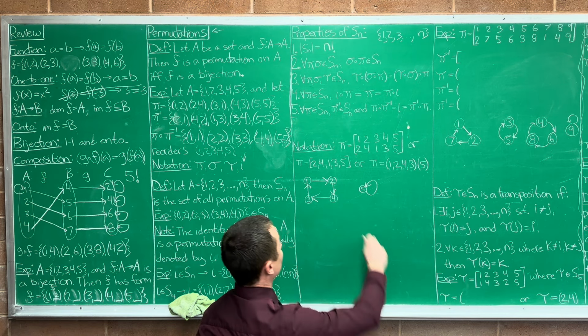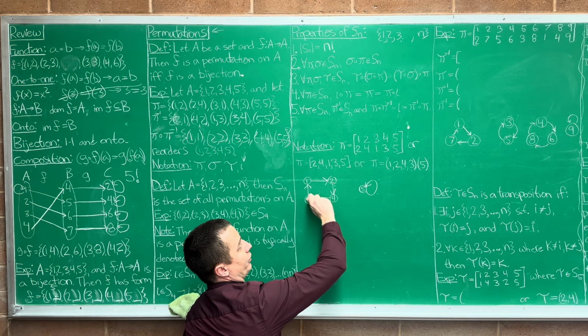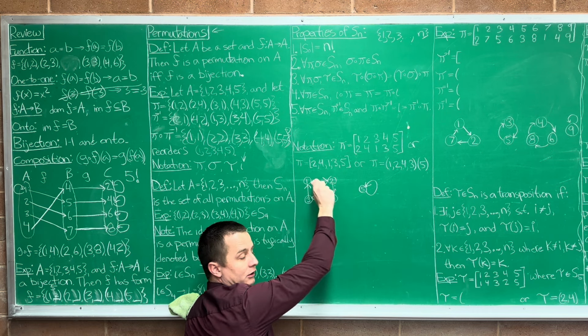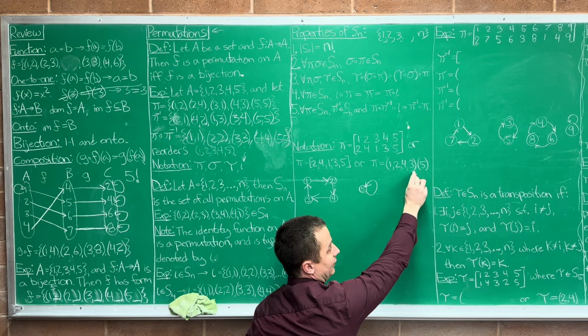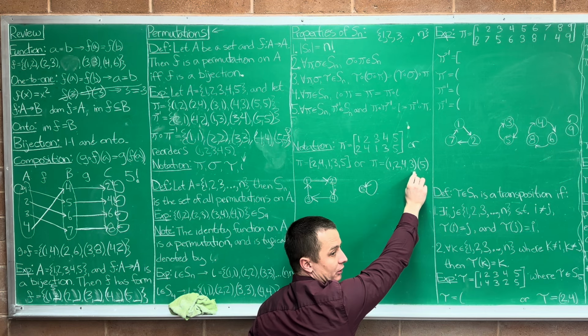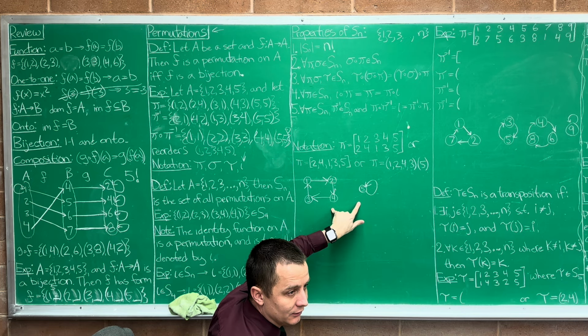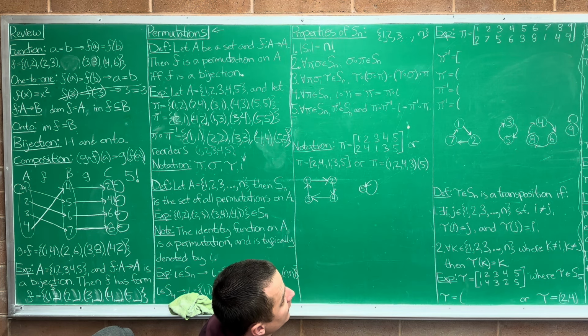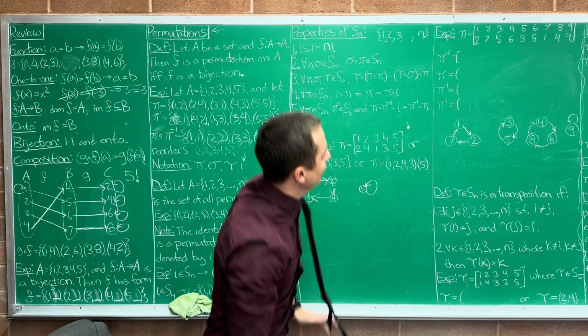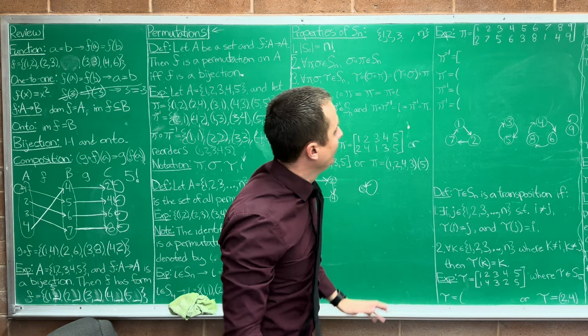And notice, here's one cycle. The cycle 1, 2, 4, 3, 1, 2, 4, 3. Here's one cycle. And so that's what this is encapsulating. And then here's another cycle. 5 goes to 5. And so that's why we call it cyclic notation. It's writing out all the cycles of the function. Make sense?